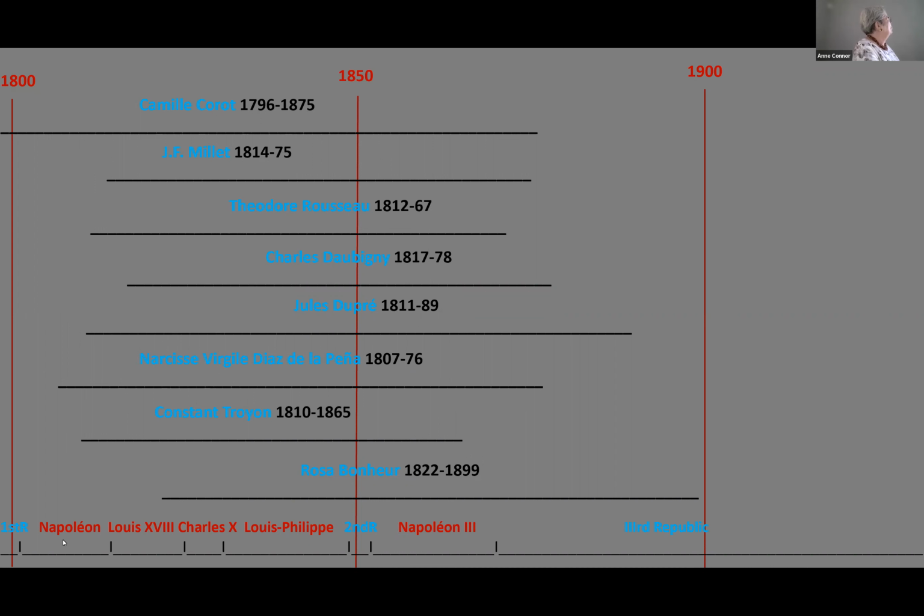So Camille Corot, Jean-François Millet, Théodore Rousseau, Charles Daubigny, Jules Dupré, Narcisse Virgile Diaz de la Peña, Constant Troyon, Rosa Bonheur. Rosa Bonheur is not part of the group, but she's a very important artist, completely contemporary with that group. And this is about the only place where I could put her, and we'll talk about her. And at the bottom, you have the different leaders of the country. So as you can see, they're all pretty much contemporary.